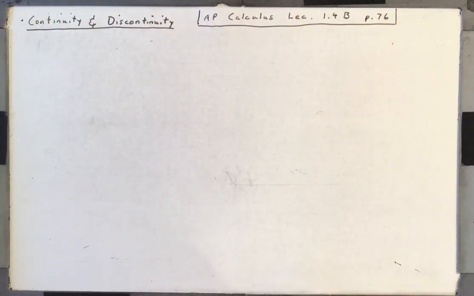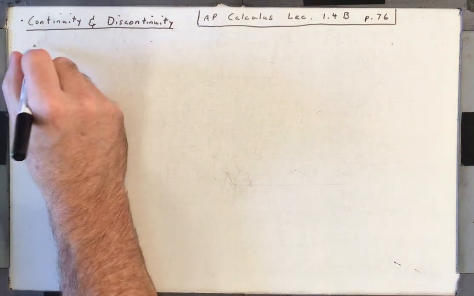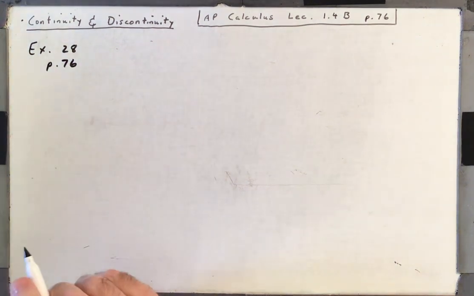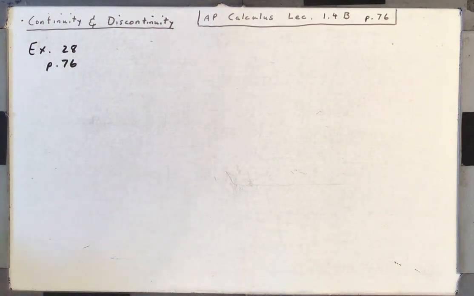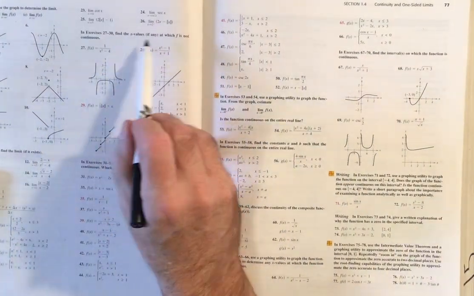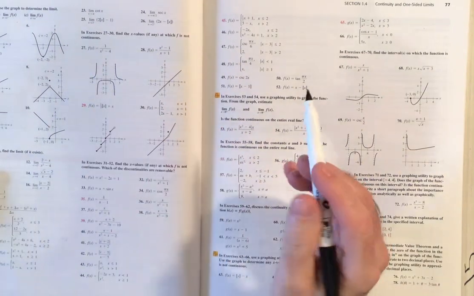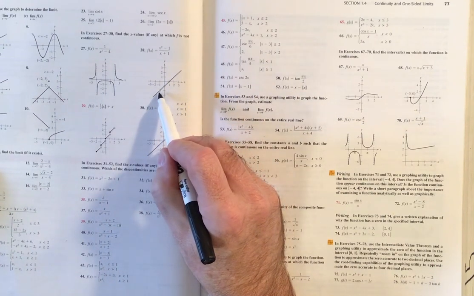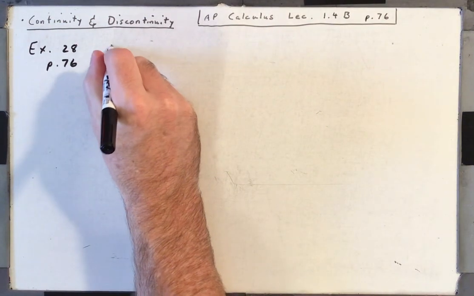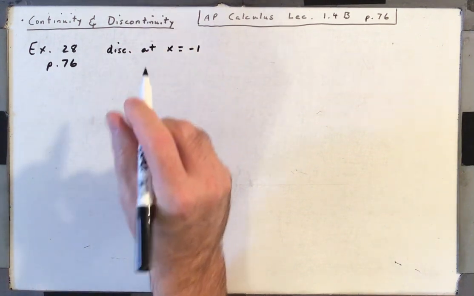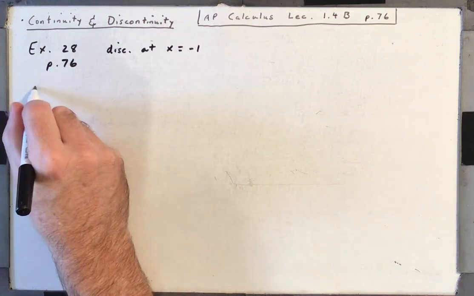Okay, we are on page 76. Let's do example 28. Looking at example 28, it's just a graph there, and it says find the x values at which f is not continuous. Well, you can see the only place it's not continuous is at the hole. So that's at x equals -1. So it's discontinuous at x equals -1. Easy peasy, right?